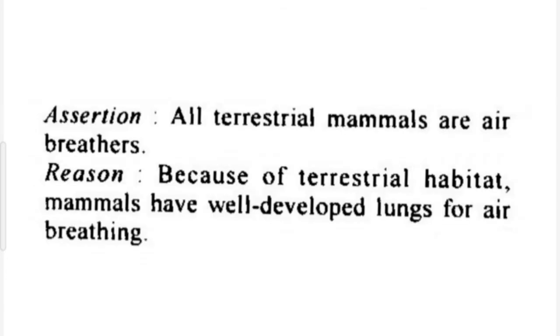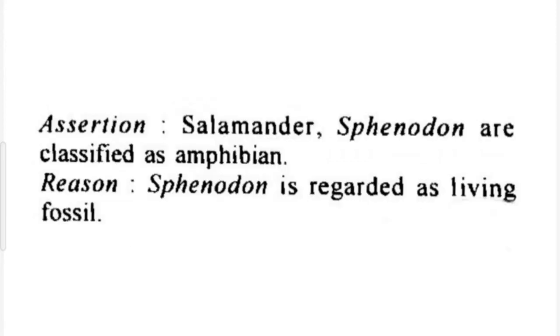Assertion. All terrestrial mammals are air breathers. Reason. Because of terrestrial habitat, mammals have well-developed lungs for air breathing. Right answer is A. If both assertion and reason are true, and reason is the correct explanation of assertion.